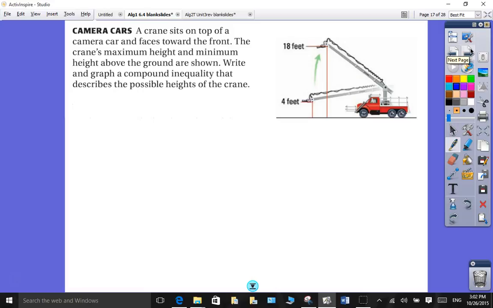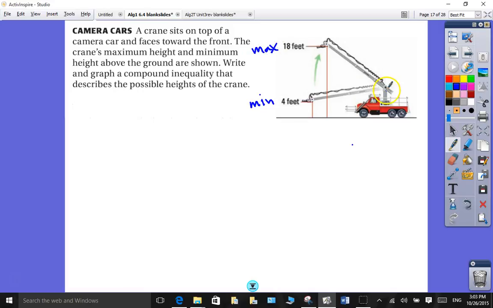This is example 2 in the textbook, this section, 6.4. A crane sits on top of a camera car and faces toward the front. The crane's maximum height and minimum height above the ground are shown. It looks like the minimum is 4. And the maximum is 18.